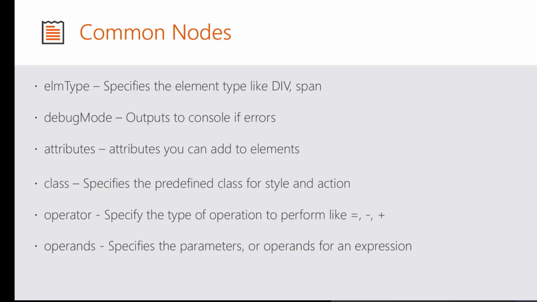Now, one of the important, crucial ones that initially when I was using is debug mode. Default is off. It's an optional one, but I prefer to use debug mode on initially because it just outputs there on your console. Then you can use attributes like styles and class, and you can also use the operators and operands, specifying the type of operators and operands that you can use.